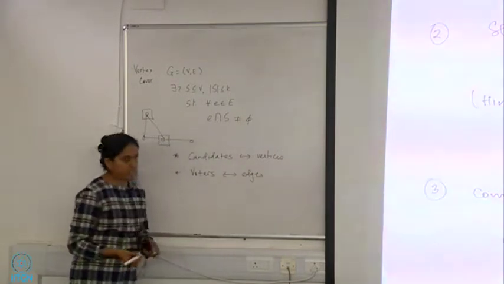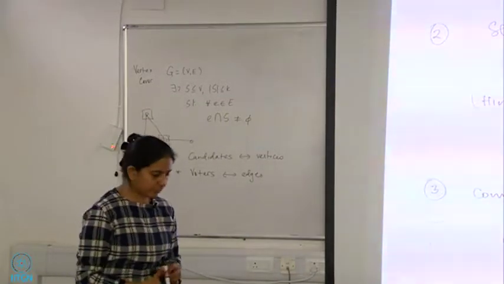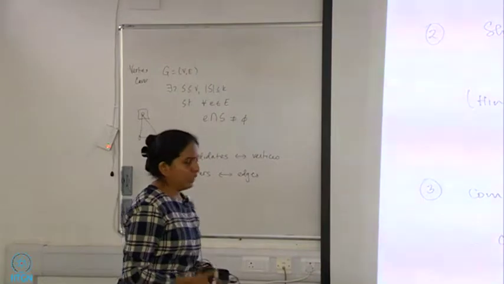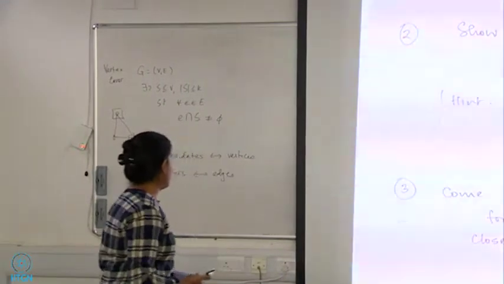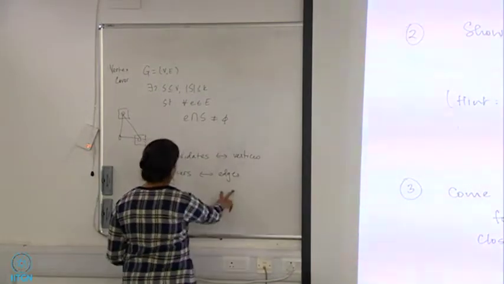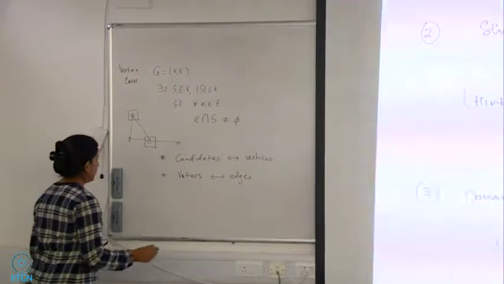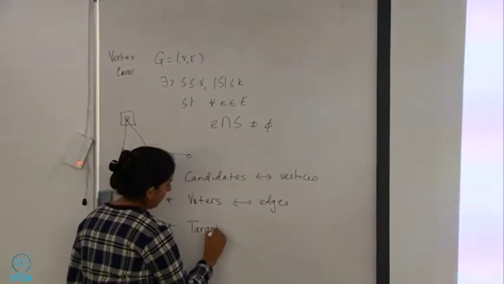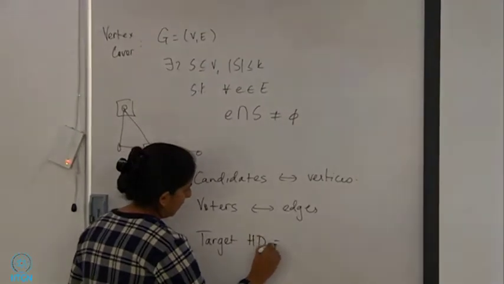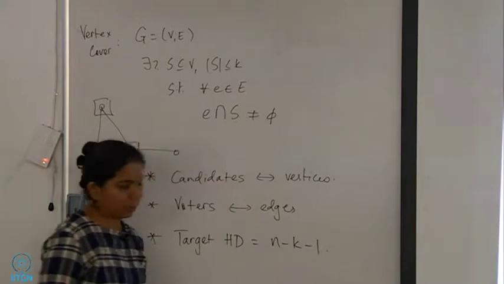So our candidates are vertices and voters are edges, and the votes are pretty much indicator vectors, right? So they're ones. Essentially these are two-sized subsets in the natural way, right? Now the target Hamming distance is proposed to be n minus k minus 1. That should be roughly correct.